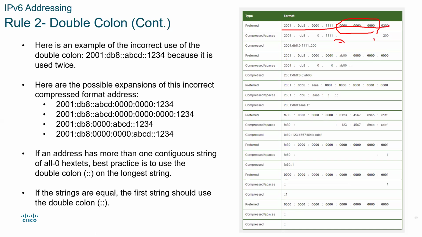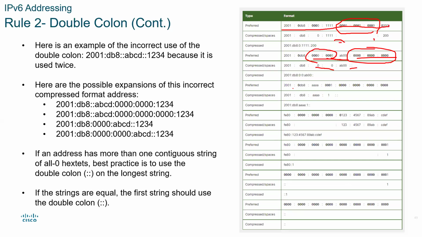Now look at this one here. There's a 0 to here, this to here. Can you see double zeros? Then look at this one here. The rule says we can only use it once, so you look at the one that has the longest. This one has the longest, so we represent it with the double colon here, and then here we'll just put 0, 0.